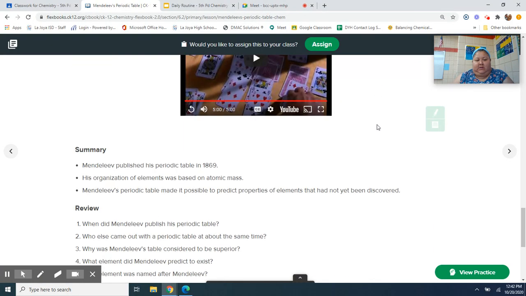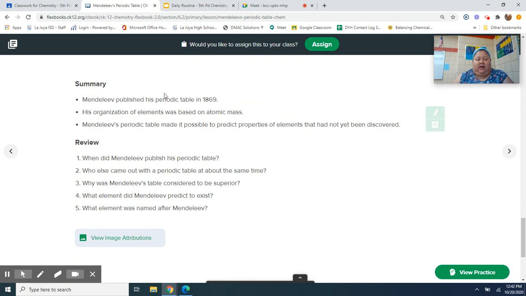Okay, so let's close out today. Those gaps were one of the main reasons why he's so respected, because he did make predictions that there would be elements discovered that would fit perfectly, and sooner or later there were elements that fit. Okay, and he was able to group these elements into groups that had similar chemical and physical properties.